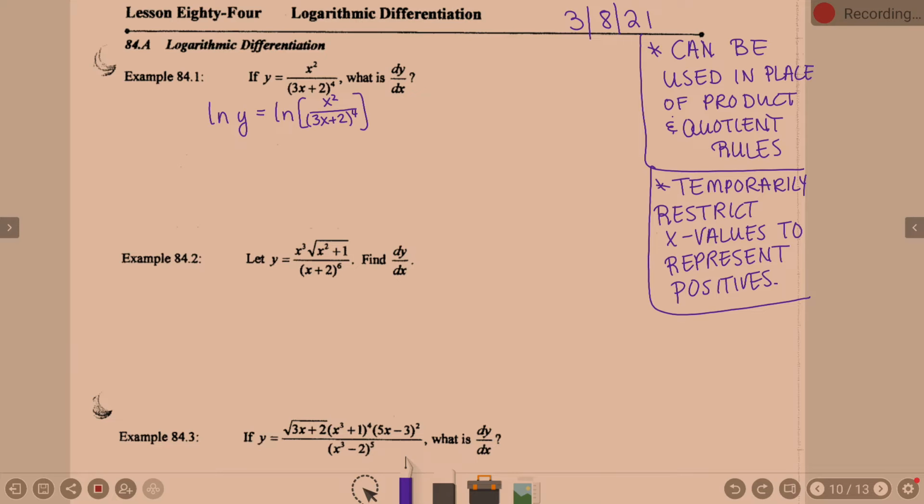Natural log of y is just going to carry down for right now. How can I rewrite the log of a quotient? It's two logs minus each other. A log with division inside the log can be rewritten as two logs being subtracted. So I can rewrite this as the natural log of x squared minus the natural log of 3x plus 2 to the 4th. So we're using our log rules here that you learned two years ago in Algebra 2.